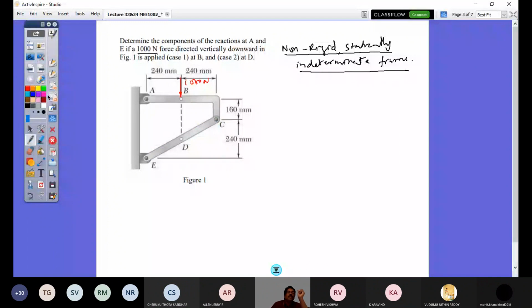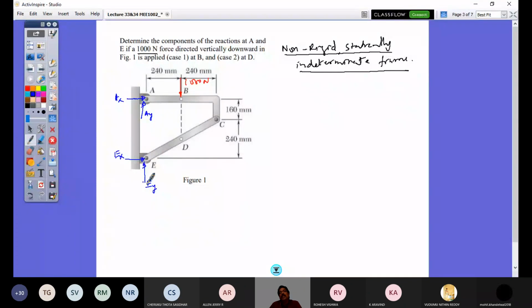So to solve this, first let us draw the free body diagram of the entire frame. I will consider this a hinge, so I will have reaction Ax and reaction Ay, the components of reactions. Similarly, I would have at point E reaction Ex and reaction Ey, right? So now this is the entire frame free body diagram. There are 4 unknowns, and I cannot solve for all four unknowns without dismembering. That's why it is called statically indeterminate.